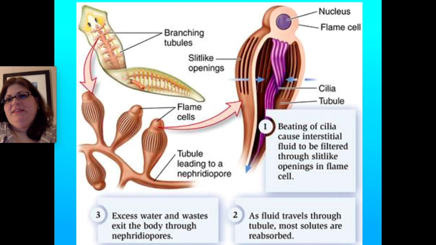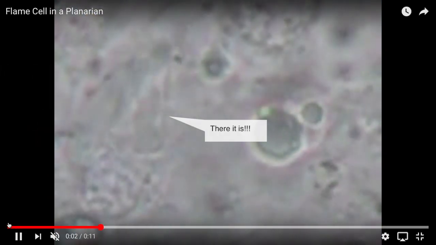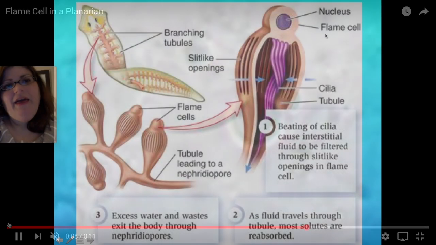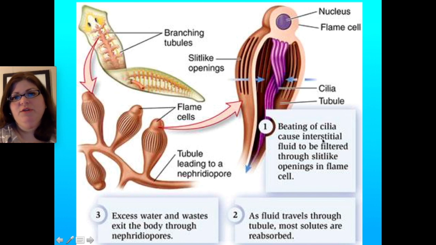Flame cells basically work like this. They're connected to tubes throughout the flatworm, and on those tubes are these bulb-like structures. Inside of the bulb-like structures are cilia. Remember, cilia are hair-like projections? And the cilia whip back and forth. When the cilia whip back and forth, it creates an image like a flame, hence the name flame cells. As the cilia are whipping back and forth, they're drawing in waste and pushing it towards this tube. This tube then leads to pores that leave the body, and so they're able to filter and expel any excess water and waste.